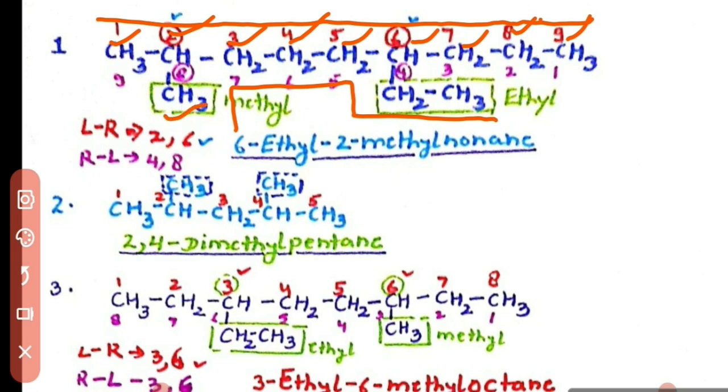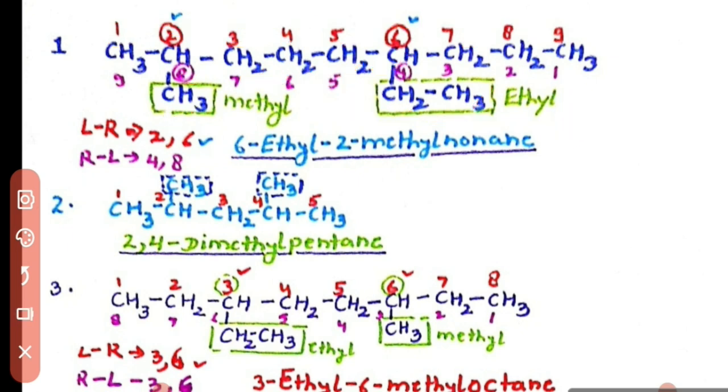1, 2, 3, 4, 5, 6, 7 and 8. So here are two chains, one containing 8 carbon atoms and another containing 9 carbon atoms. This chain contains 8 carbon atoms and the first one contains 9 carbon atoms.